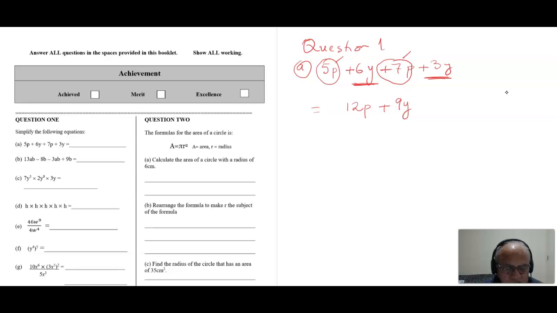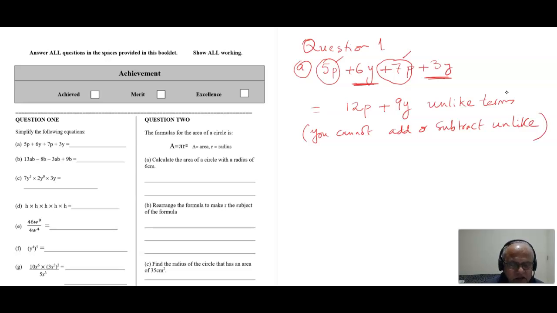Now don't go for further simplification. There are people who think that these two can be added together. Remember, these are unlike terms. These are unlike terms, and you cannot add or subtract unlike terms. So this is the final answer. This would be the final answer. Let me move to the second one.